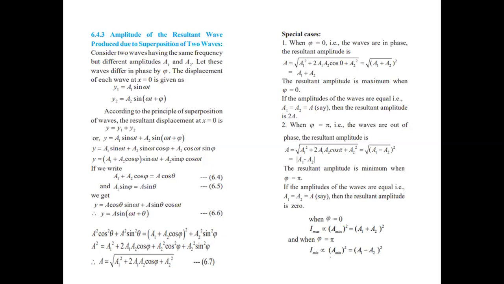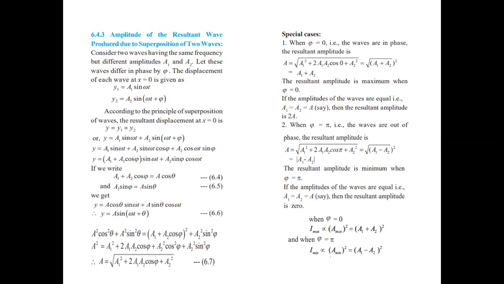Now we can write A1 plus A2 cos phi as A cos theta and A2 sin phi as A sin theta. We get the above equation as y equal to A cos theta sin omega t plus A sin theta cos omega t. We know that this is the expansion of sine of omega t plus theta. So in the next step we can write y equal to A sine of omega t plus theta.